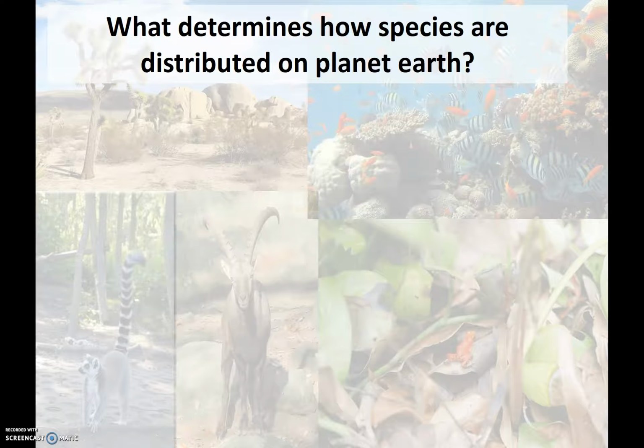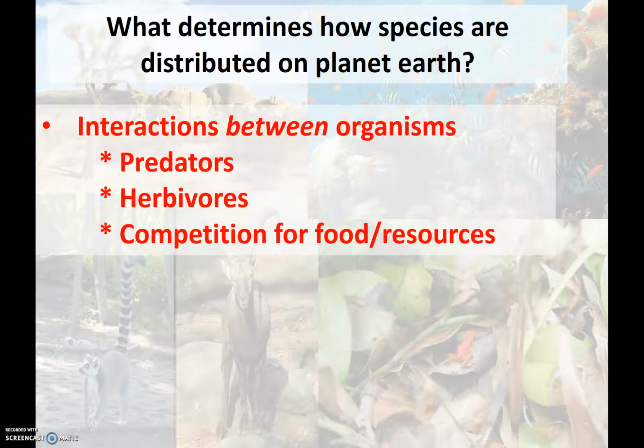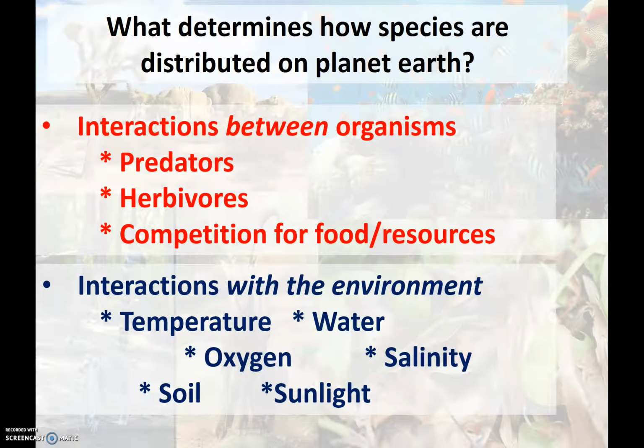All right, so now when we look at some words for you, things that determine how species are distributed on planet Earth, you have interactions between the organisms: predators, herbivores, competition, parasites, etc. And then you have interactions with the environment: the temperature, the water, the oxygen availability. If you're a fish living in the water, you still need oxygen. So how much oxygen is available in your water? The salinity, the sunlight, the soil.